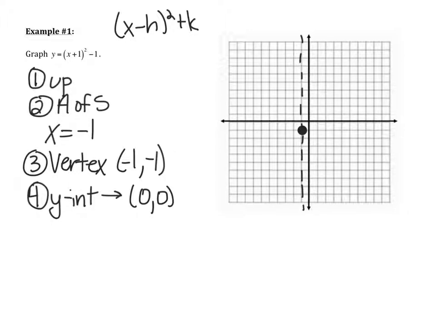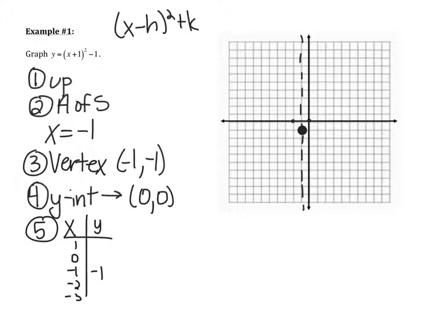So I'm going to go to the y-axis and put a point at (0, 0). Then using symmetry, since our y-intercept was 1 unit to the right of the axis of symmetry, I know I have a point 1 unit to the left, so I'd have a point right here as well. Step 5 is where we do our t-chart. So just like always, we put the vertex in the middle. So we're at negative 1, negative 1. We'll do 0 and positive 1, and negative 2 and negative 3.